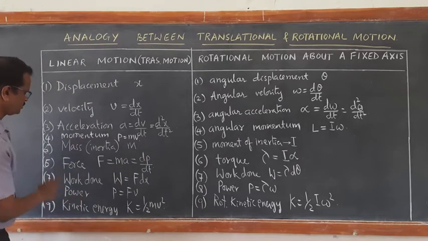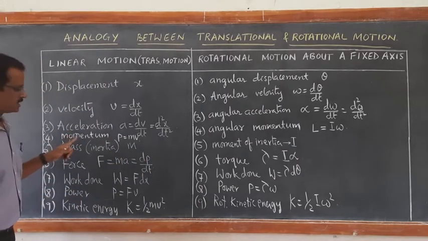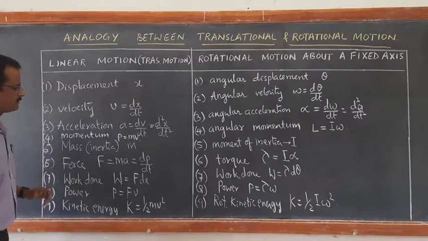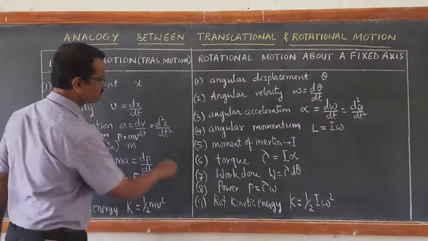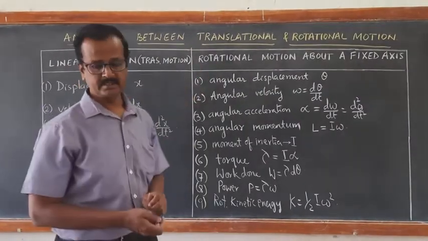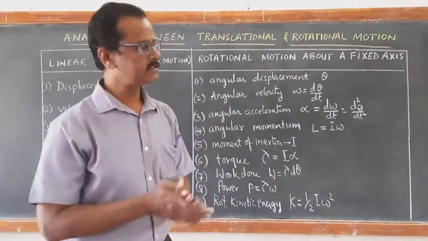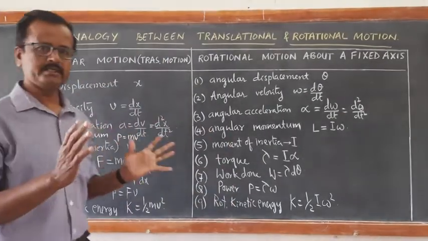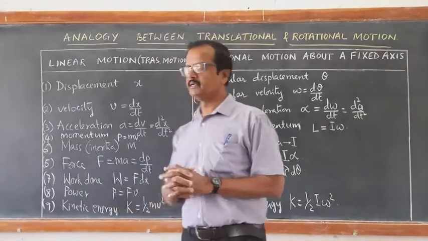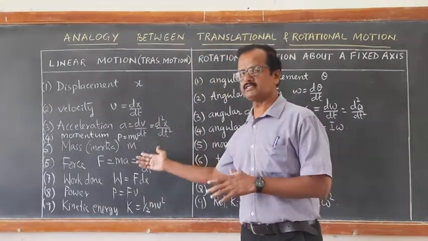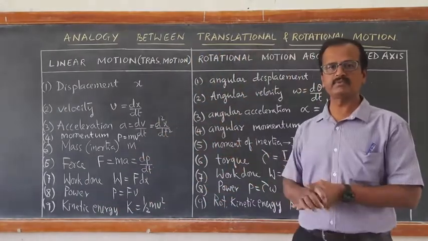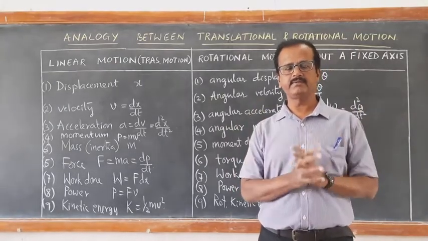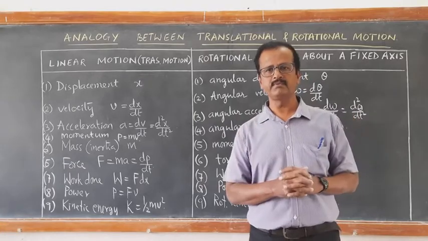So in the case of translation motion, from the fourth onwards, these are the part of dynamics. This is the part of rotational dynamics. So with this analogy, it's easy to remember, and whenever you get any numerical problem, you will be able to switch over from a translation motion to rotation motion very easily, and apply the required equation and solve the problem very easily.